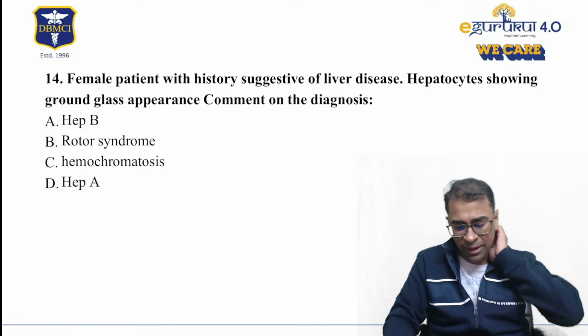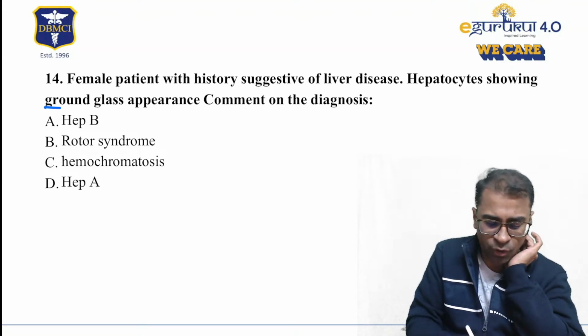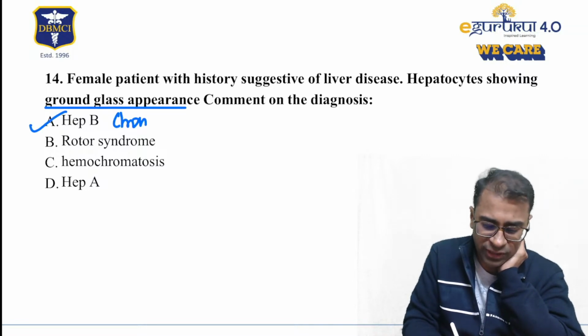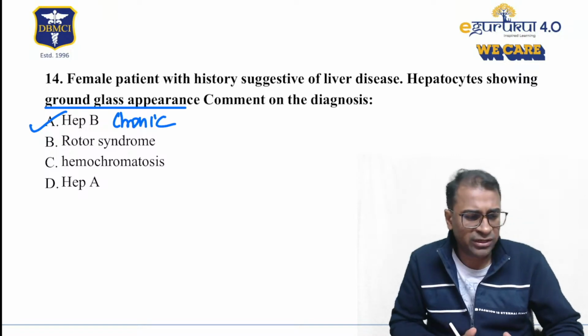14th, female patient with history of liver disease and hepatocyte with ground glass appearance. क्या हो गया इसको? Yes, it's a Hep B. It's a chronic Hep B infection. Chronic Hep B infection. Simple question है. No further discussion is required here.